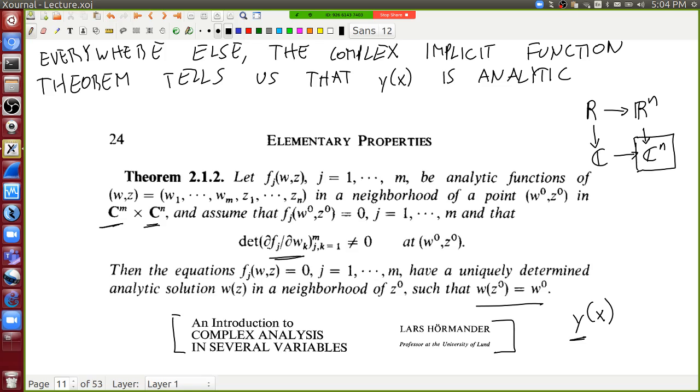I'm thinking of y as a function of x. And if y is analytic as a function of x, then all of the polynomials in y and x are going to be analytic, and rational functions, algebraic functions in these two variables are going to be at worst meromorphic.